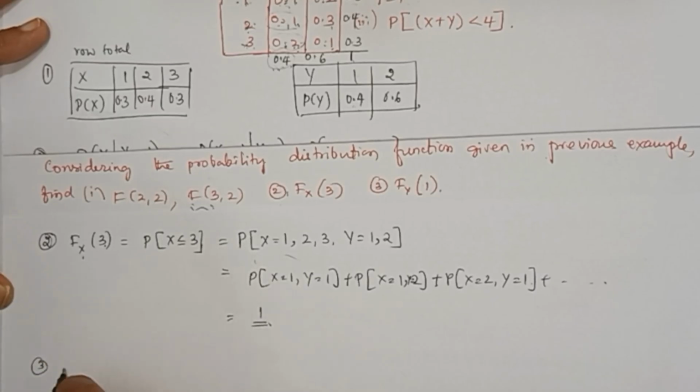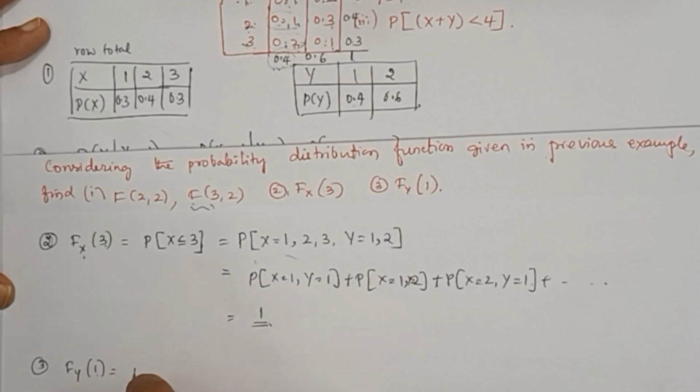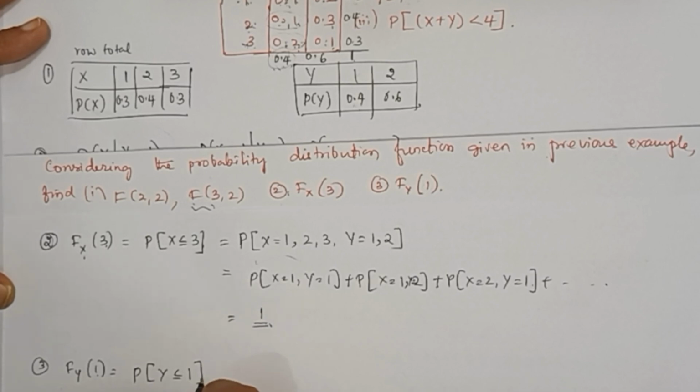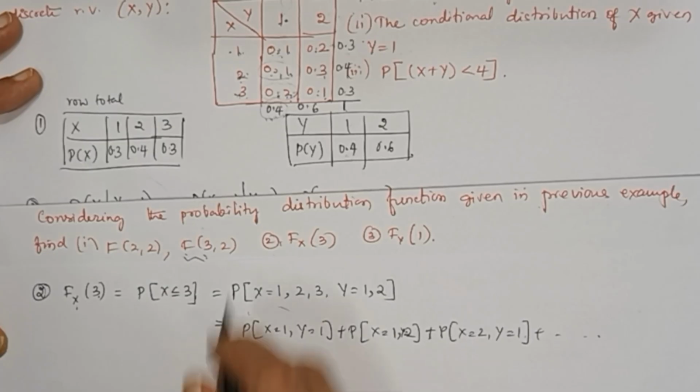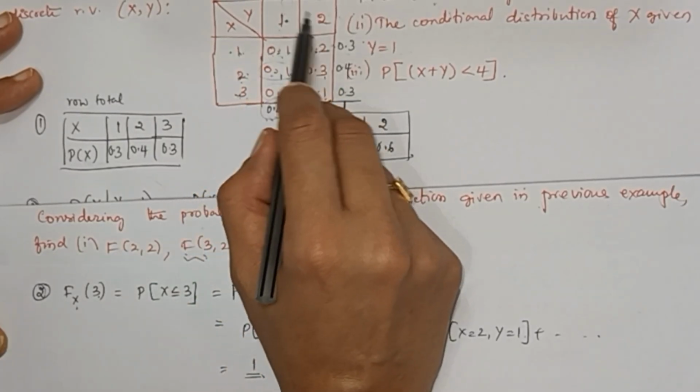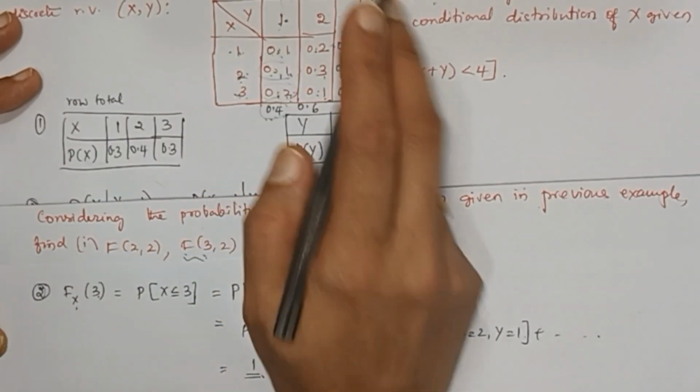Next, the third one, F_Y of 1. You have to find out the marginal distribution function of Y at 1. So probability of Y less than or equal to 1. X I am not specifying, because for all values of X you have to take. So it is Y less than or equal to 1. Y values are 1 and 2. Y less than or equal to 1 means only one value satisfies.